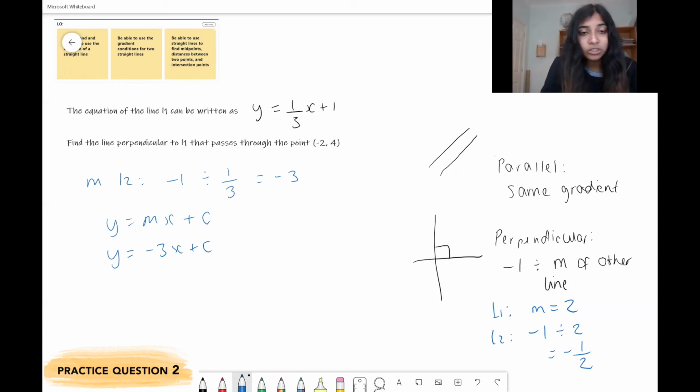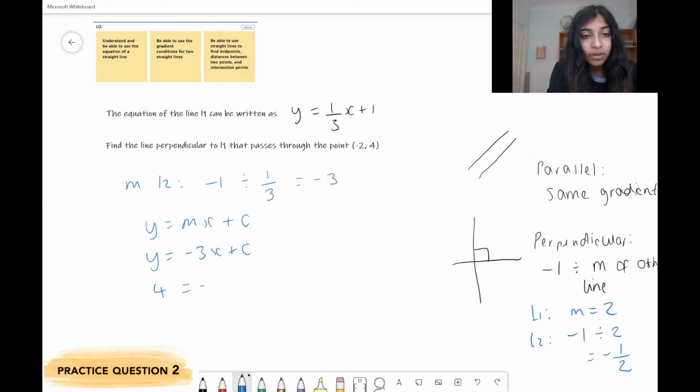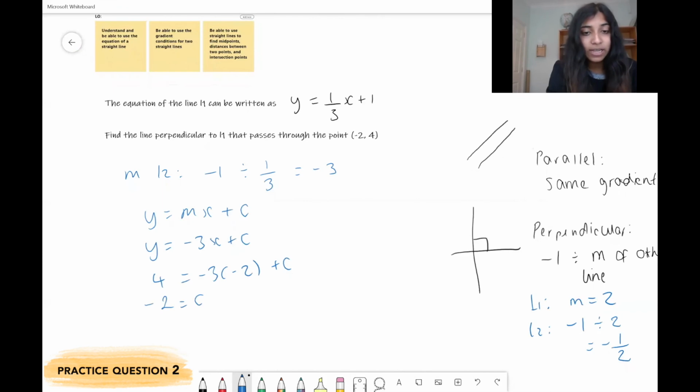Now the next thing we want to do is find out what the value of c would be. You could do that by plugging in this point. So x is -2 and y is 4. You can just plug in those values. So you'd get 4 is equal to -3 times -2 plus c. So you'd have 4 is equal to 6 plus c. Then if we subtract 6 on both sides, we'd get -2 is equal to c. So the equation of the line perpendicular to L1 would be y equals -3x minus 2.